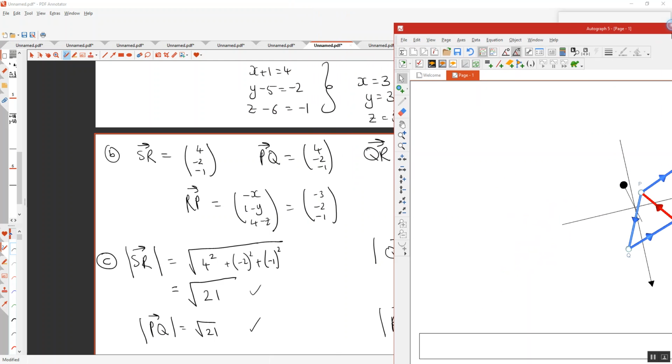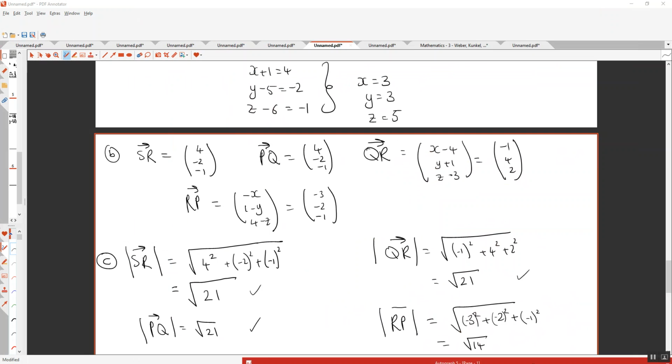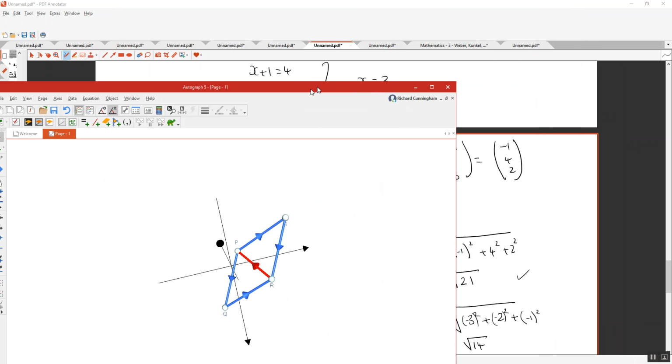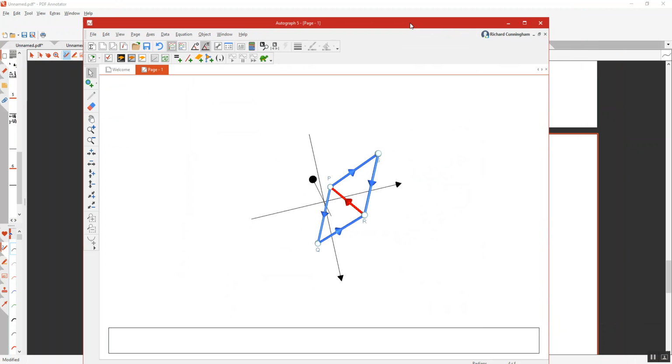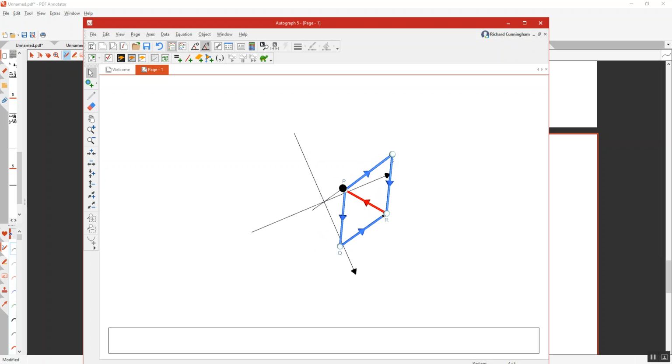Okay, so we've got S to R and P to Q, the square root of 21. We've also got Q to R, square root of 21, and then R to P, the magnitude of that is the square root of 14. So this is actually a rhombus because these sides are all the same length. So it's a rhombus technically, which is a parallelogram.